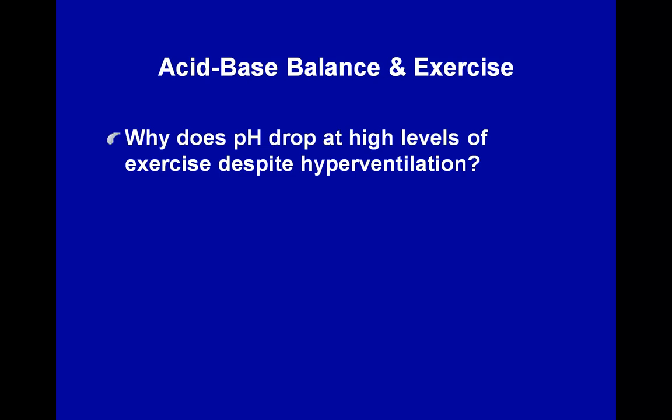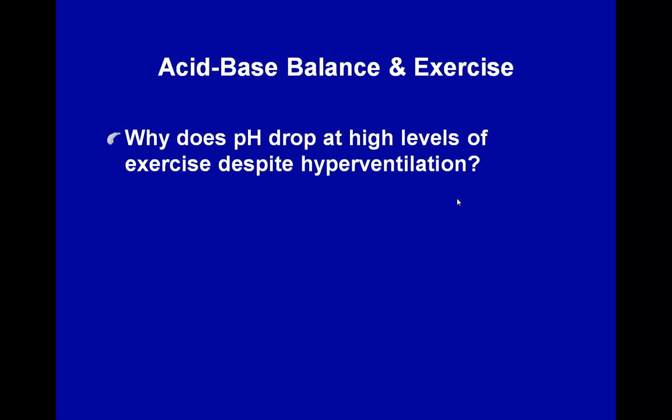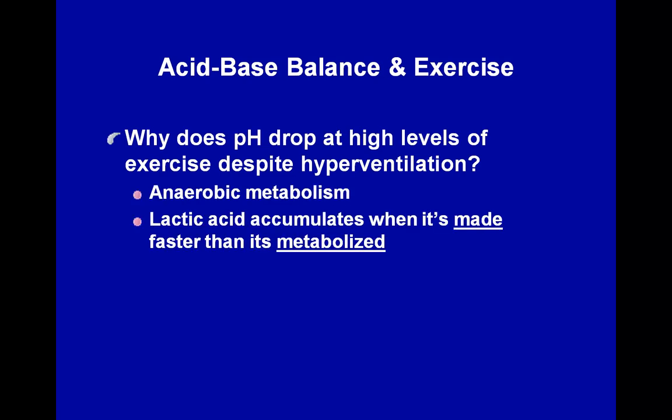So we said pH drops dramatically at high levels despite an increase in CO2 elimination. In fact, if we go back and look at end-tidal CO2, we can see that it does drop during this period of compensation for lactic acidosis. So pH drops because we're generating lactic acid faster than it can be metabolized. And it actually is metabolized by the liver and by the heart.